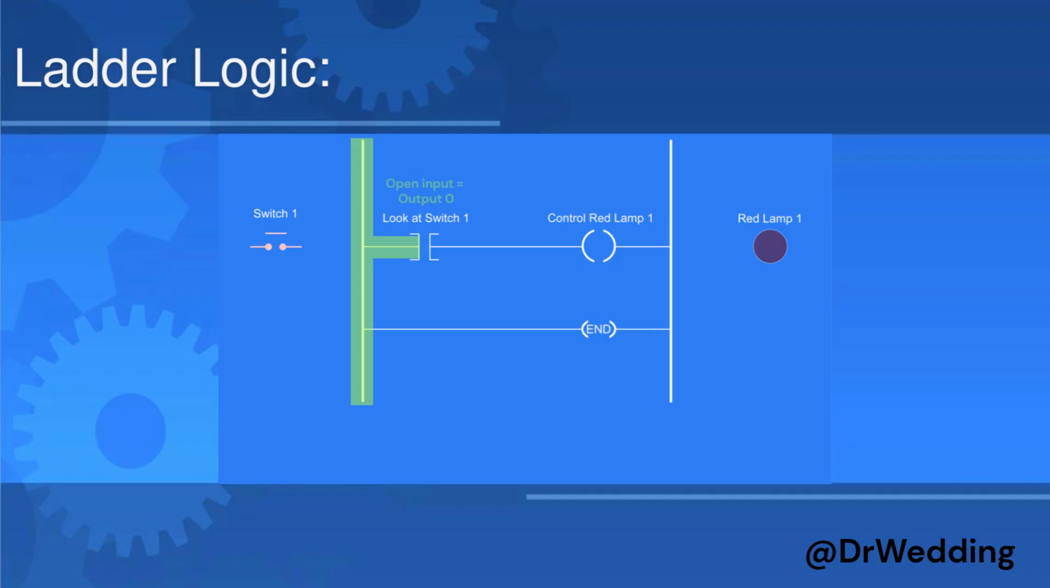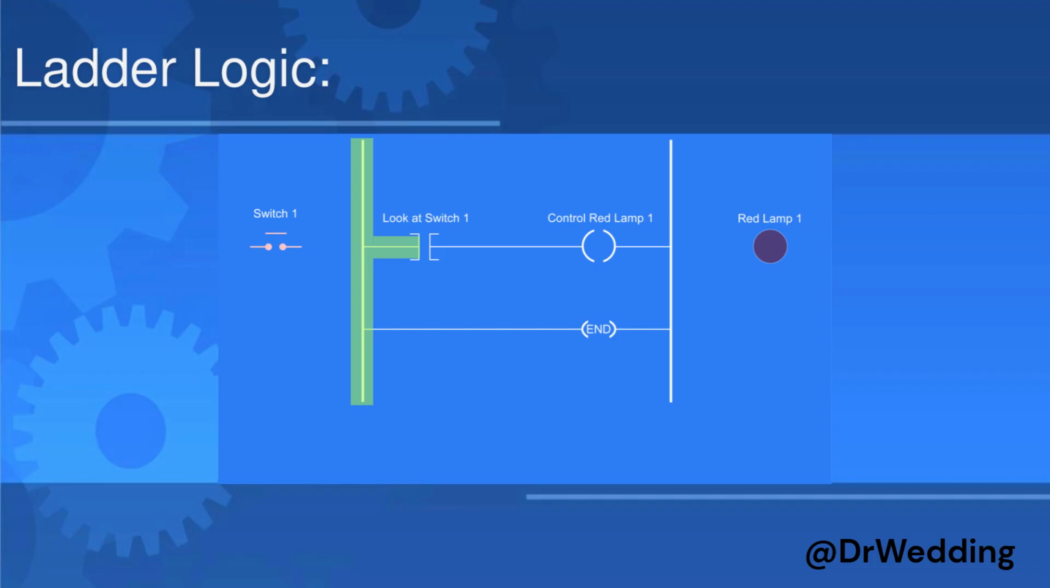At this point, switch 1 is not pressed, so the XIC output is logical 0 or 0 volts. This is fed to the OTE command. Because it is receiving a 0, it will turn off red lamp 1. So when the switch is unpressed, the lamp is off.